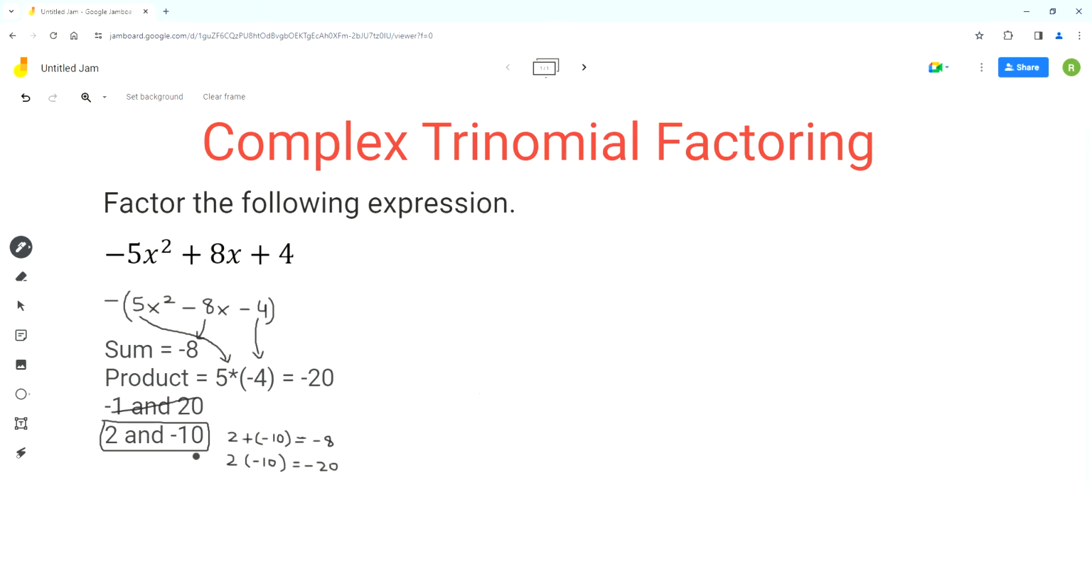So now we'll use these two numbers to break up the middle term because that's what we do in the decomposition method. So we get 5x squared plus 2x minus 10x minus 4. Now that we have these four terms, we'll have to use the grouping method to factor this further. So in grouping method, we pair up the first two terms and we pair up the last two terms. And now we'll have to do common factoring from each pair.